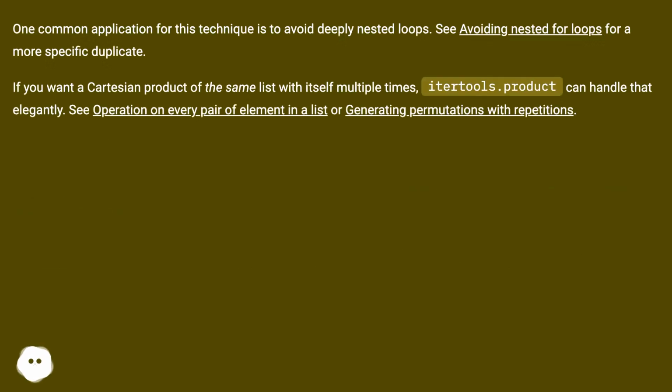One common application for this technique is to avoid deeply nested loops. See avoiding nested for loops for a more specific duplicate. If you want a Cartesian product of the same list with itself multiple times, itertools.product can handle that elegantly. See operation on every pair of element in a list or generating permutations with repetitions.